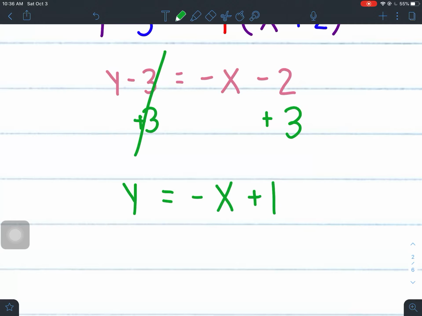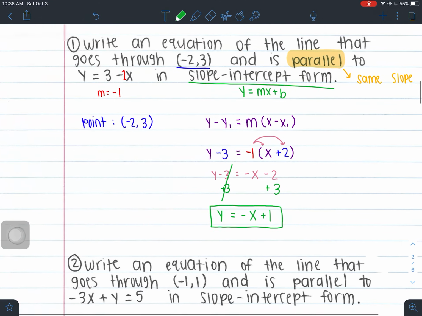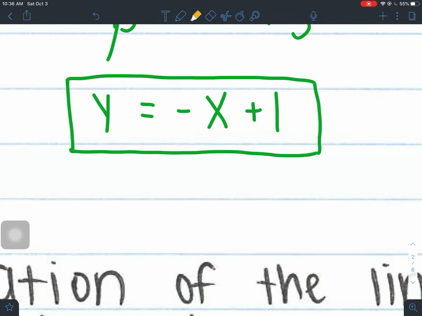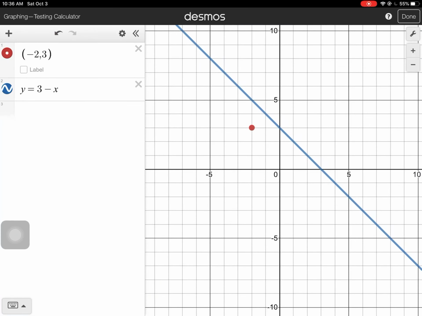Is this in slope-intercept form? Yes. So this would be my final equation. Remember, they asked us to write an equation in slope-intercept form, and that's exactly what we did. Now, question. Is this equation the same as this equation up here? No, and they shouldn't be because you're creating a brand new line. So let's see if this line actually matches up with what we needed. That's the equation we have, y equals negative x plus 1.